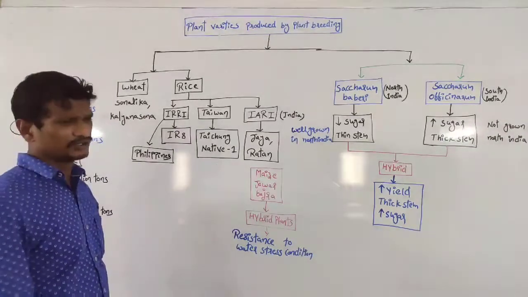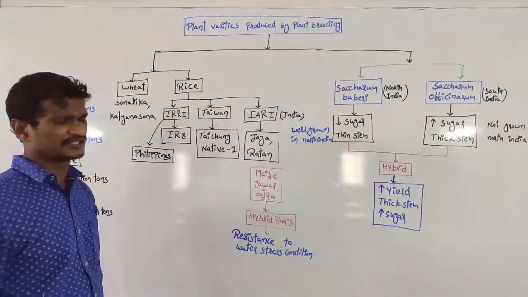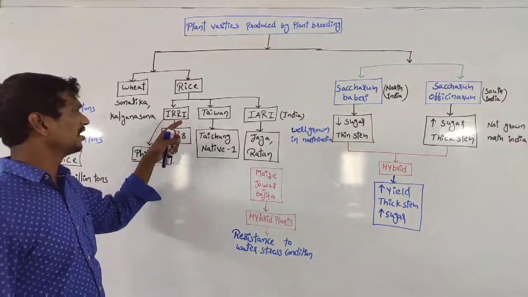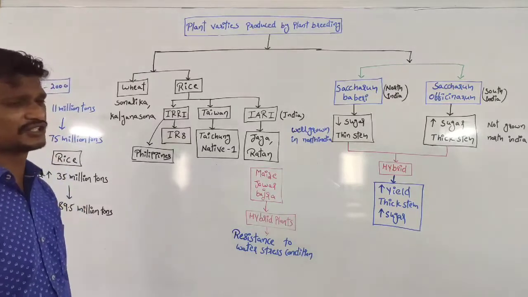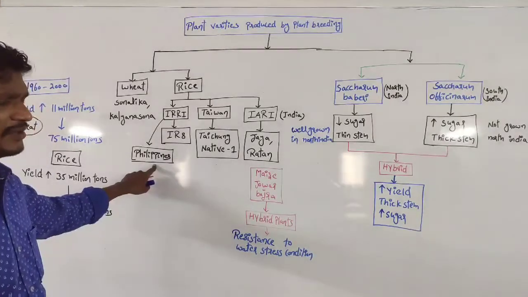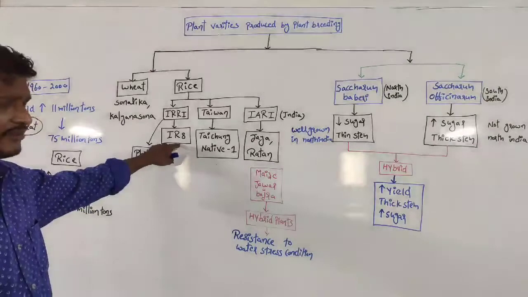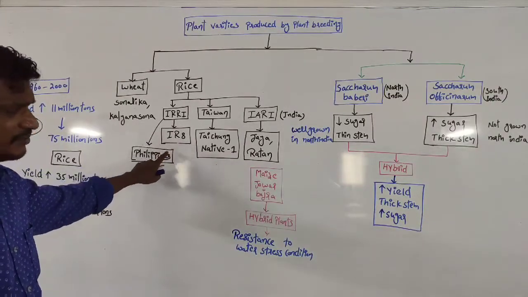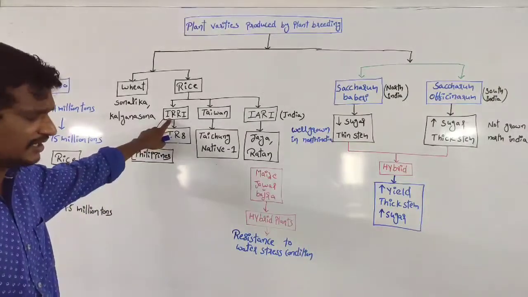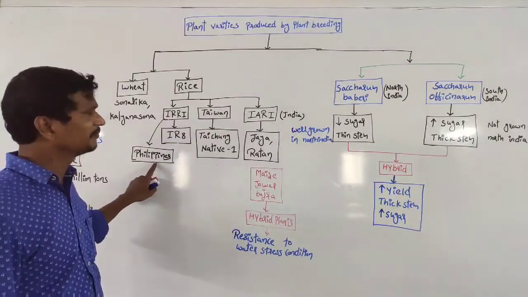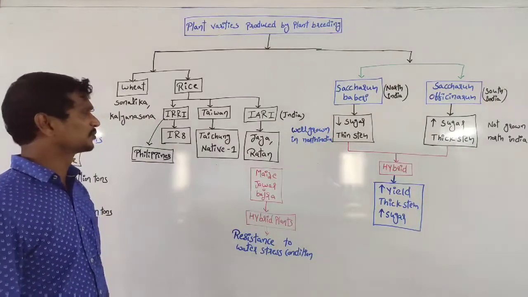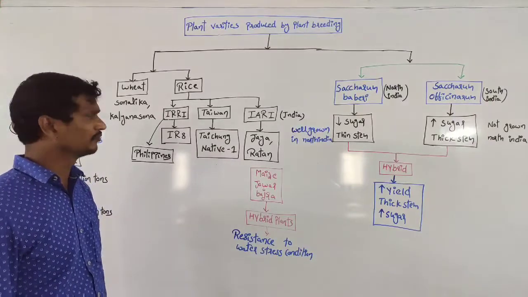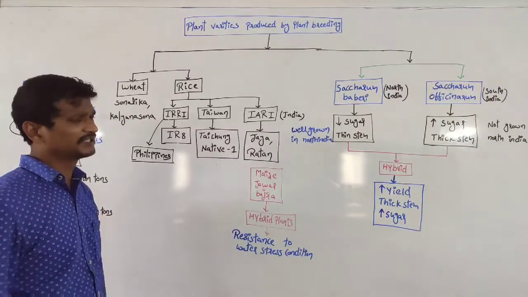Within rice, throughout the world there are different rice research institutes and different varieties. IRRI, the International Rice Research Institute, is located in the Philippines, and the variety is IR8. IR8 is the variety produced by IRRI. And Taiwan produces Taichung Native 1. This is one of the important varieties.